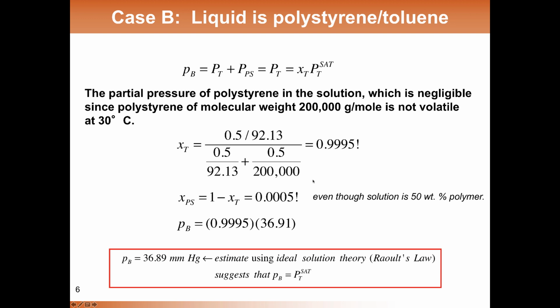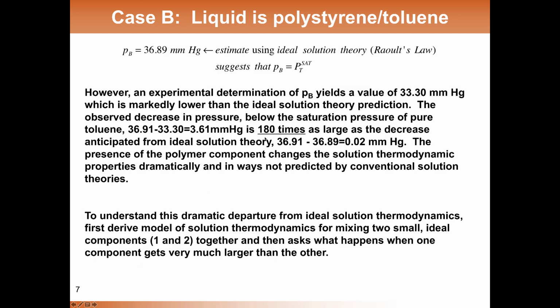So ideal solution theory would say that, because there is some polymer in here, rather than the total pressure being the vapor pressure of toluene, 36.91 millimeters of mercury, the presence of that polymer lowers the total pressure to 36.89 millimeters of mercury, or lowers it by just 0.02 millimeters of mercury. And in fact, the experimental measurement is 180 times as large a decrease as anticipated from ideal solution thermodynamics.